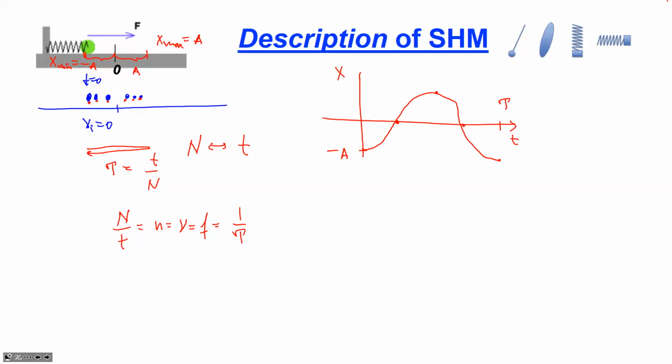Well, due to certain reasons, we also use omega, which here represents the angular frequency. The angular frequency, by definition, is the number of oscillations in 2 pi seconds. That's it, not in 1 second. Frequency is the number of oscillations in 1 second.